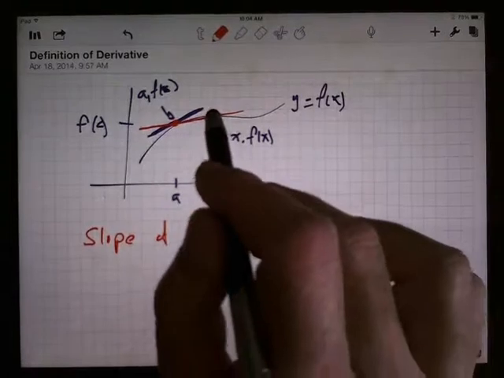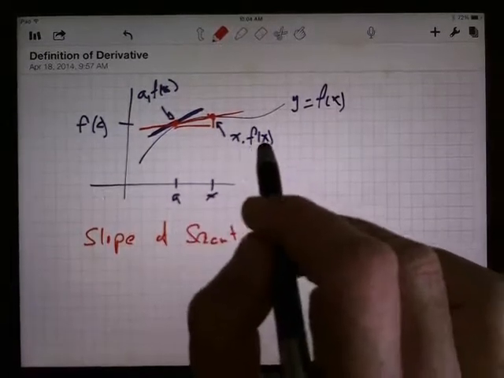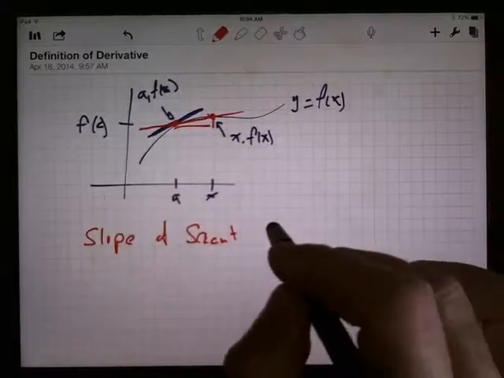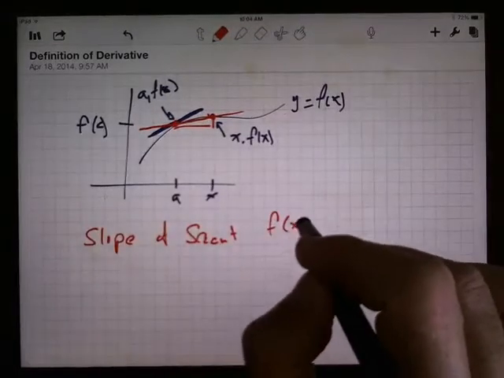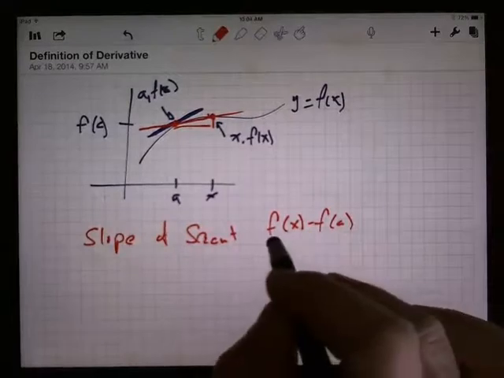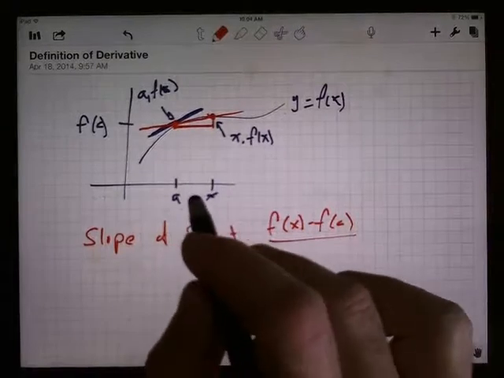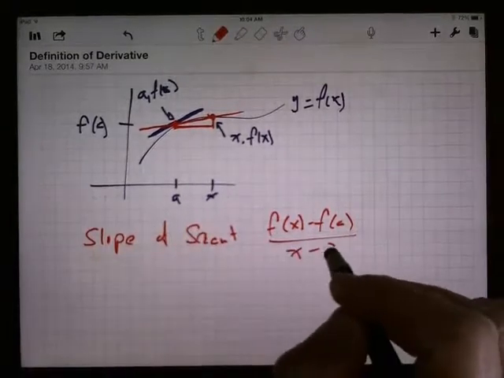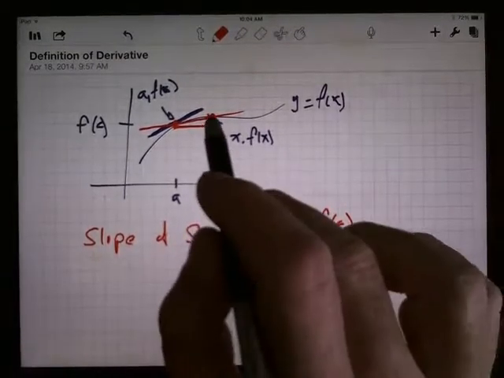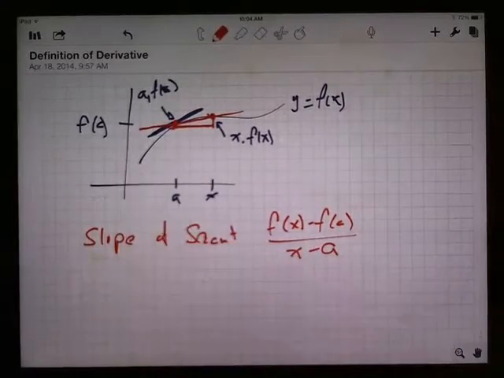the rise over the run, the change in the y divided by the change in the x. Well, the change in the y is just the difference in the y coordinates. It's f of x minus f of a. Likewise, the run is the change in the x coordinates. Well, the x coordinates are just x and a, so x minus a. So the rise is f of x minus f of a. The run is x minus a. And that's the slope of that secant line.